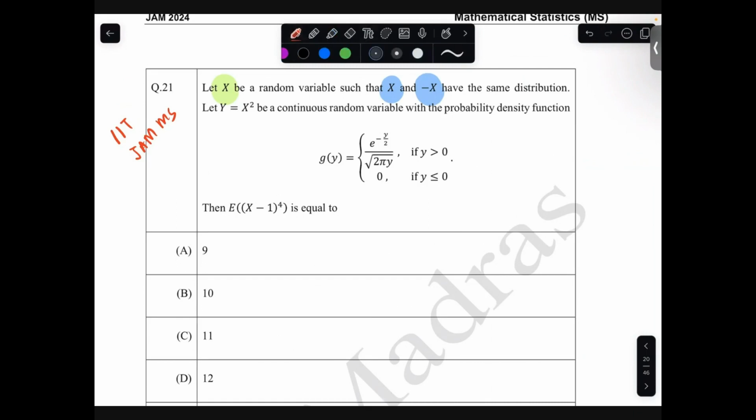The question is, what does it mean? This is a unique condition, right? So what does it mean to have x and minus x from the same distribution?